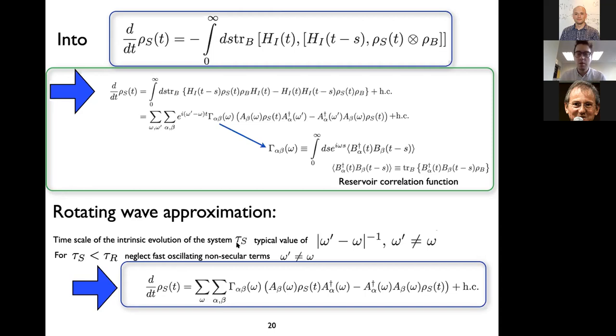For those of you who have a background in quantum optics, you're probably already familiar with this rotating wave approximation, where you perform an interaction picture transformation, and then you neglect terms in your equations of motion or Hamiltonian which evolve very quickly and have essentially a zero time average. That's what we're doing here: neglecting terms that oscillate very quickly. By neglecting terms for which omega prime is not equal to omega, we just end up with this equation of motion for our reduced density matrix.